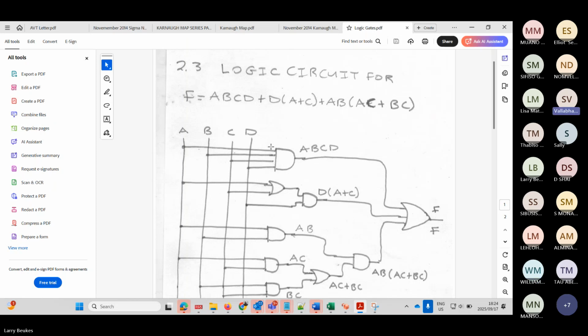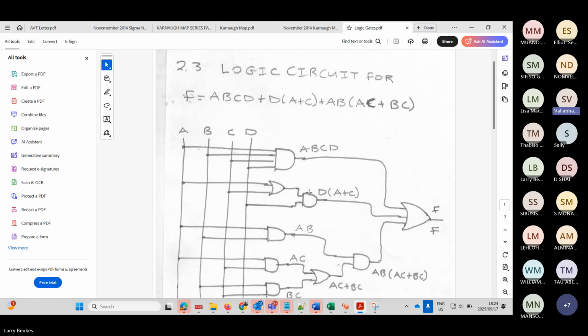So finally, when it says plus here, that means it should be connected with an OR gate finally. So this plus here is nothing but this final OR gate here. So here the next term is D into A plus C. First, take the D input and connect it with AND. It should be connected because there is a bracket here. So we should connect it with an AND gate here.